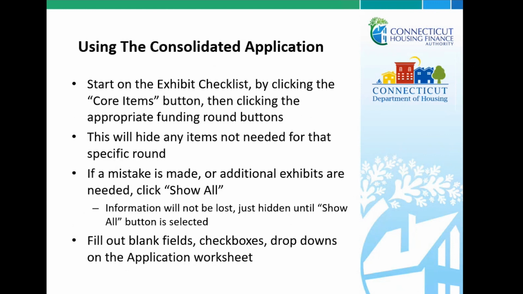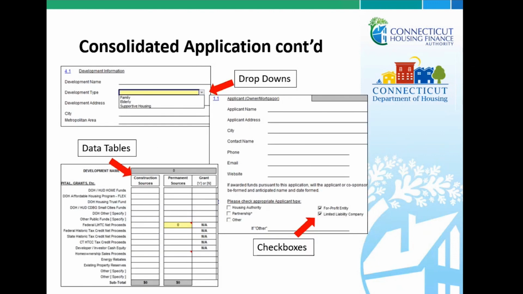Next. So the way to do that is you start on the exhibit checklist and click on the core items button and then check the appropriate funding round. And what that does is it will hide any of the items that are not relevant for your specific round, and it's only hiding it, so it's not that anything's gone anywhere. If you've made a mistake, you can again say show all and you'll be able to see everything. There are a lot of ways to put data into the spreadsheet. There are checkboxes, drop downs, blank fields. Next. So there are drop downs, there are tables, there are checkboxes.